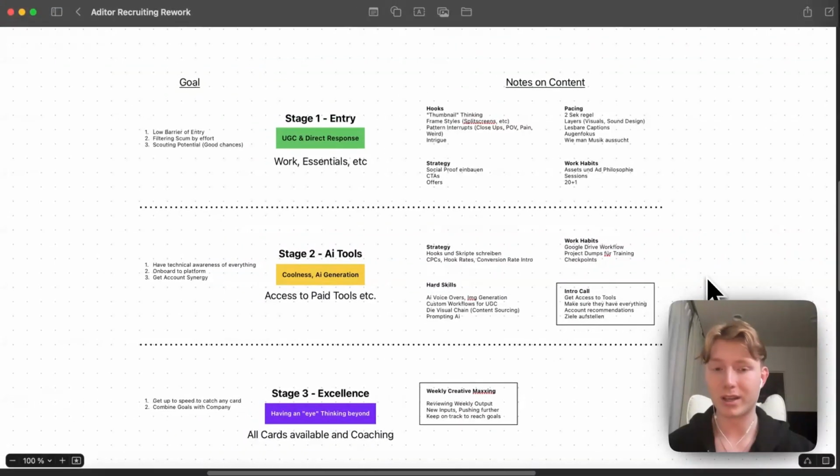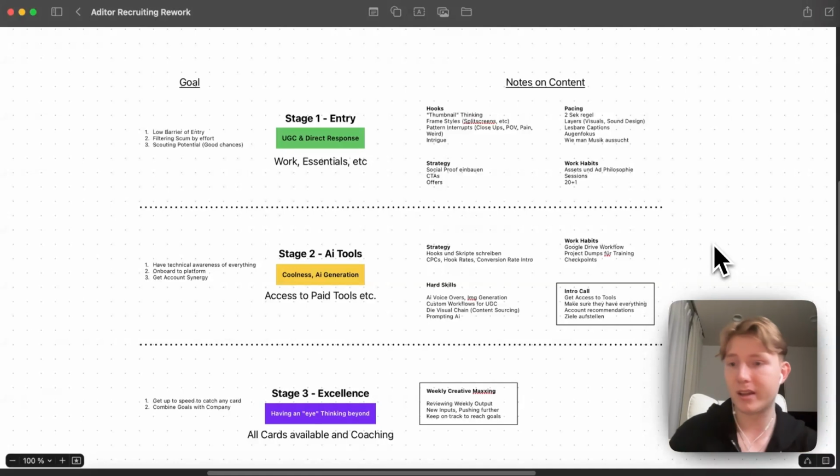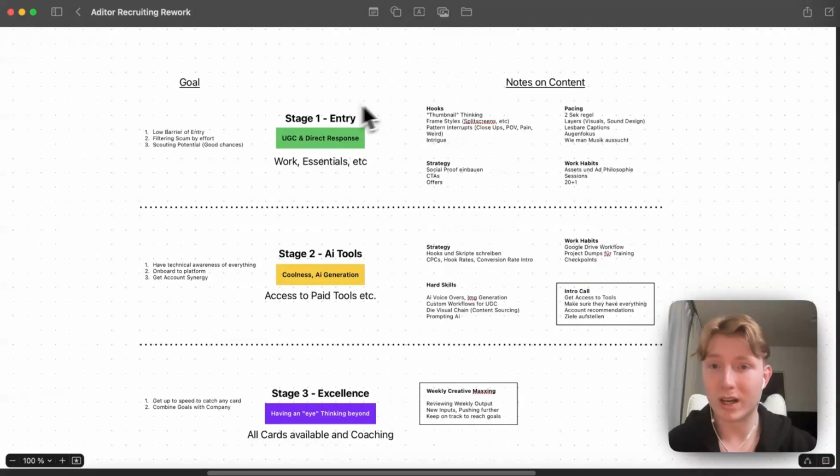At that point, I will get them access to the tools. Usually that had to happen before they do any work, because they need to have access to the drive, access to the shared mail, and so on. But now I minimize that by having them do cards that are very easy to do right away without having access to the company tools. This gives us more speed.